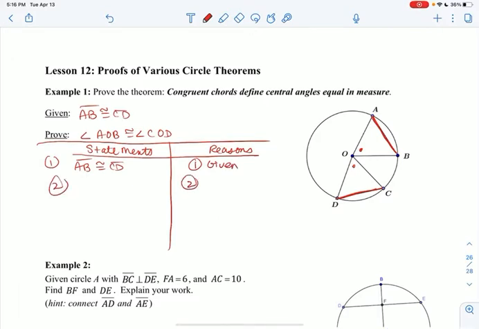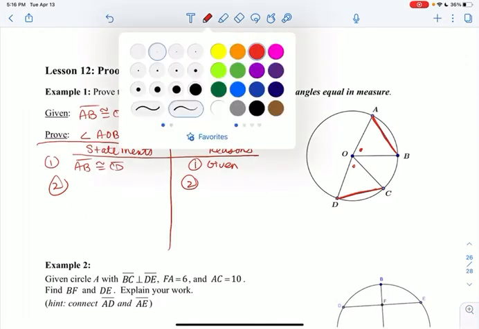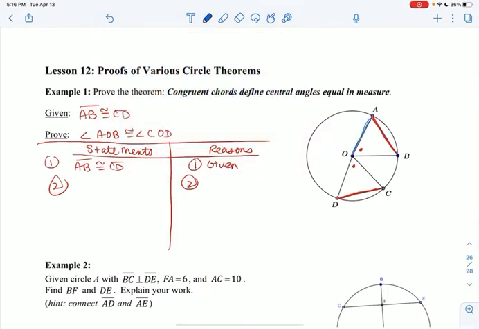Now I mentioned this earlier, but we weren't doing a proof at the time. All of these lines that I'm now going to draw in blue, AO, BO, CO, and DO, are all congruent to each other. They're congruent because those are all radii of a circle. So AO is congruent to BO, is congruent to CO, is congruent to DO. So all radii in a circle are congruent.